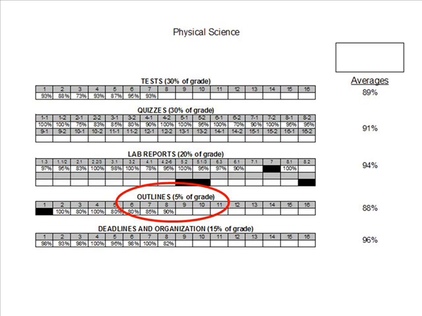So you'll see that showing up here. Those outlines will be worth 100 points each, and they will all total up for 5% of your grade. So I just wanted to make you aware of that change in the grading procedure this year.